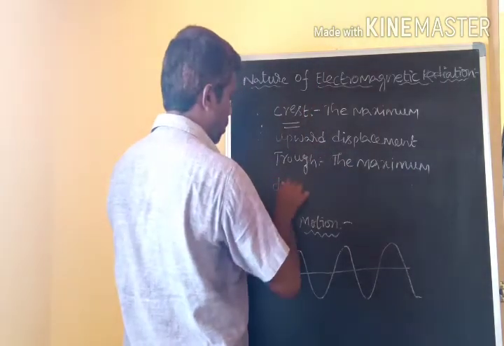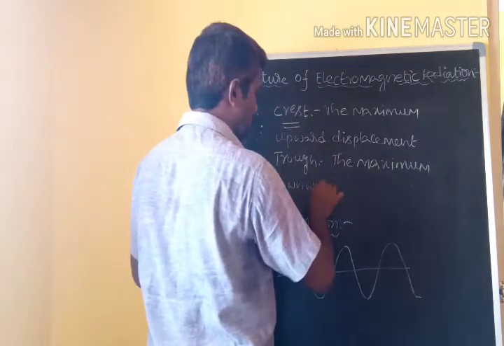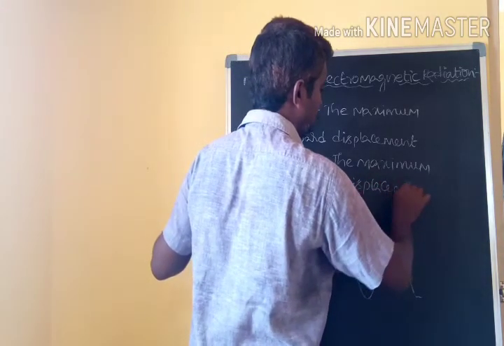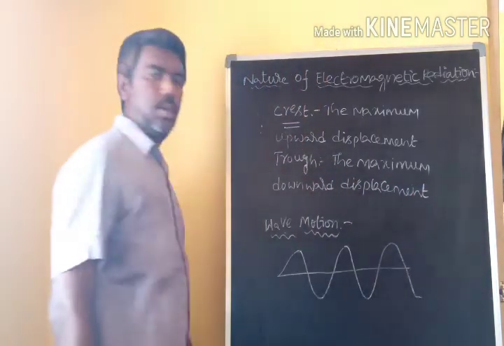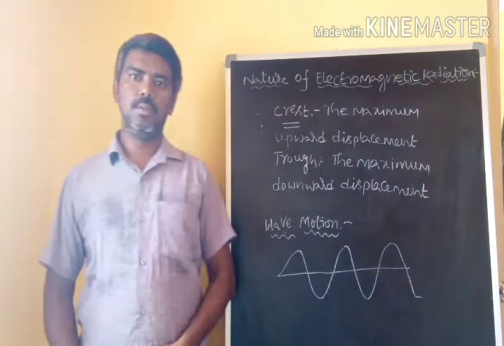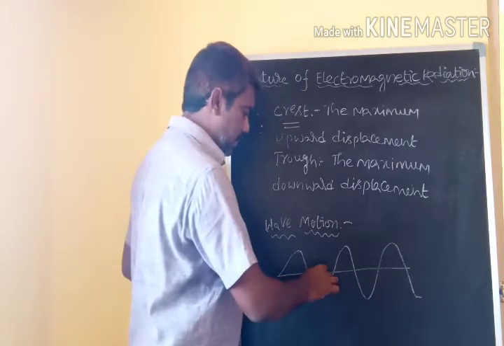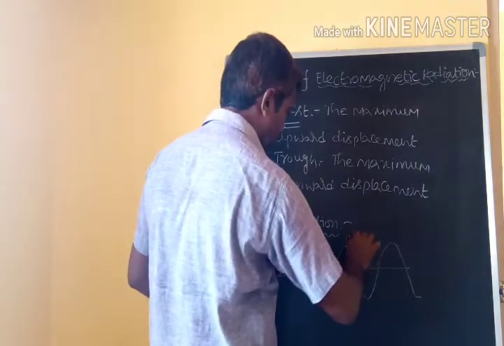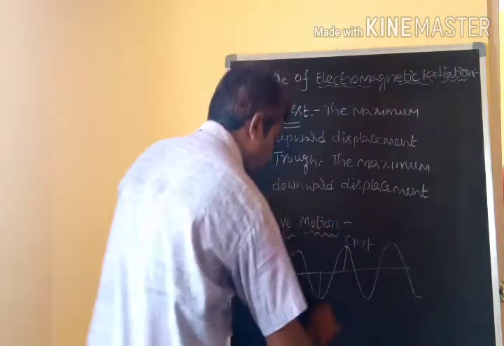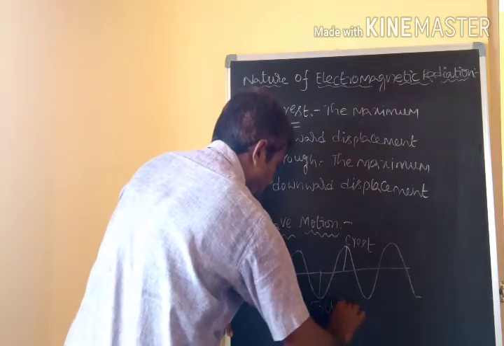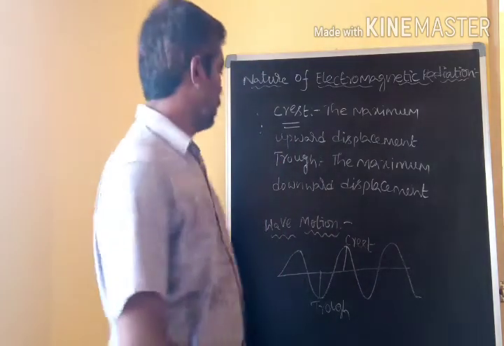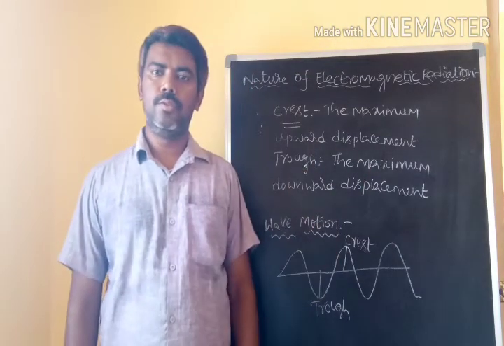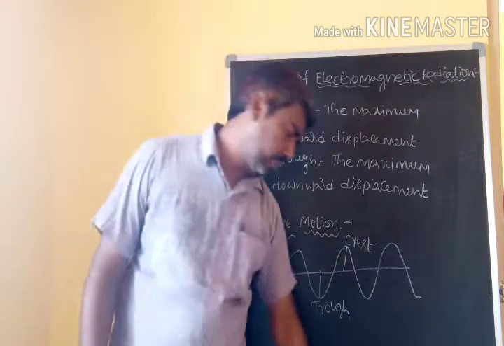The maximum downward displacement is called a trough. The maximum upward displacement is called a crest. So the wave consists of the crest and trough.